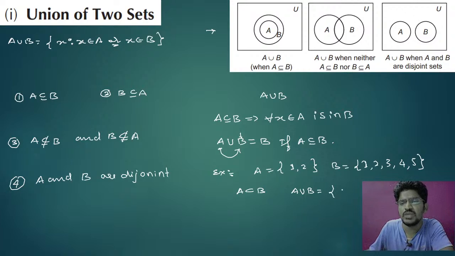You take A union B, it will be 1, 2, 3, 4 and 5. What is the meaning of this? A union B is nothing but your B. You can just see here, B and A union B are both the same.